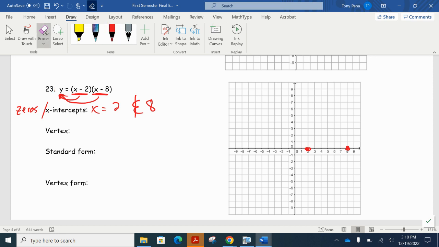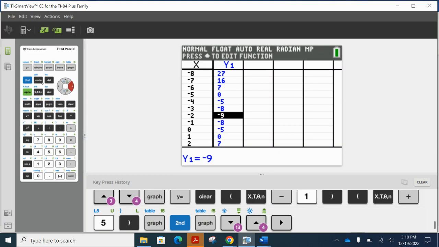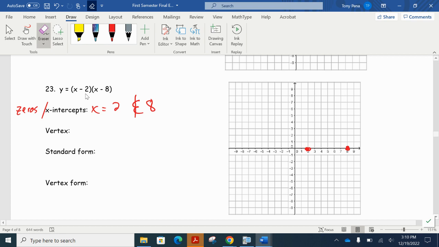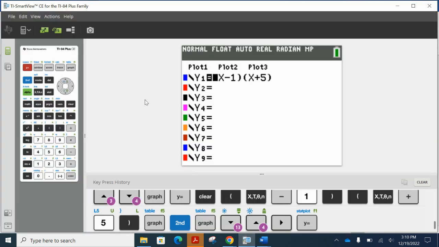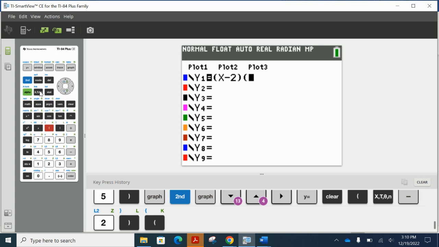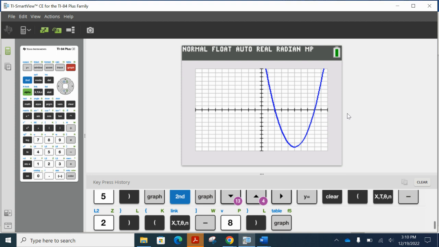If you did not watch number 22 on the video, then I'll show you how we can do this again in somewhat of a cheat, but legally. I'm just going to graph this on the calculator. x minus 2, x minus 8. All right, then we hit graph. This is our vertex. So our vertex is right here at 1, 2, 3, 4, 5, and then down 1, 2, 3, 4, 5, 6, 7, 8, 9. So 5, -9.